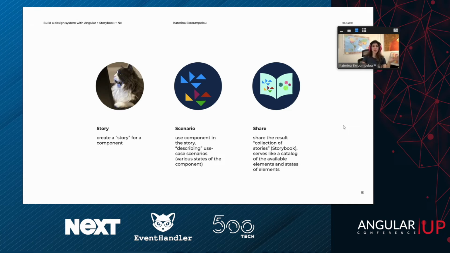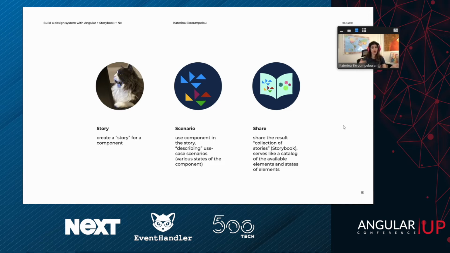So Storybook, what it does, it lets you create a story for a component. A story is actually a definition of what you want your component to show. So if you had a toggle, your toggle story would be, I want the toggle to be enabled, to be of color red, and when you change it, to turn green, for example.